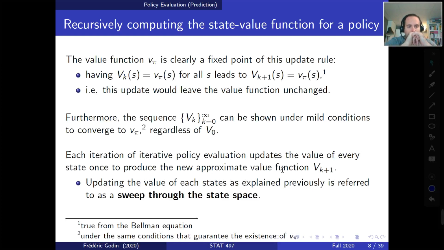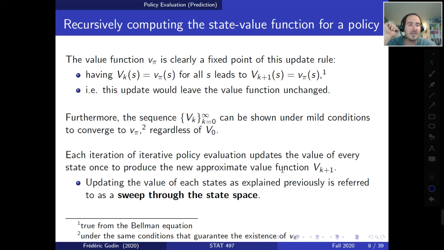Furthermore, the sequence V_k, so the sequence of functions V_k, can be shown under very mild conditions to converge to the true value function v_pi, regardless of v_0. Okay, so for any starting point v_0, any initial estimate of the value function, your sequence of estimates will converge to v_pi under mild conditions.